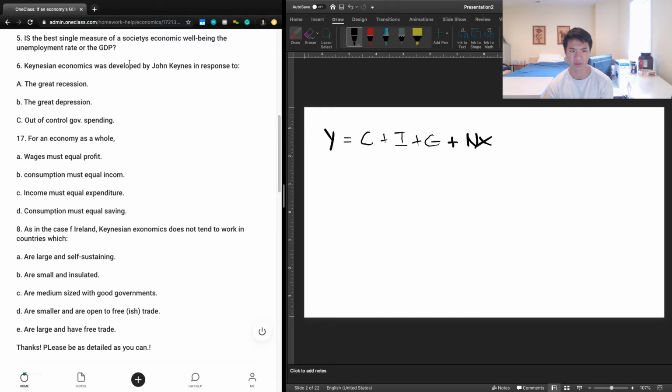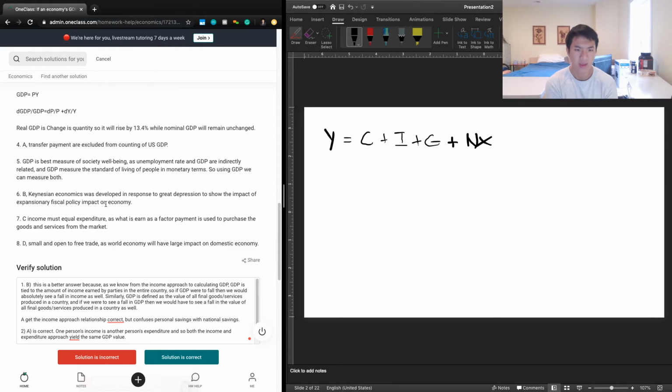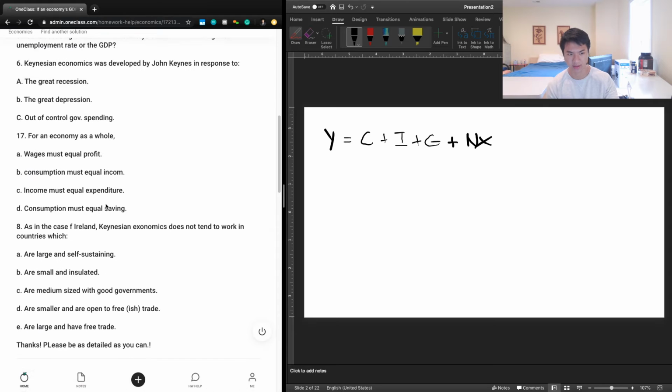Even if we didn't know the background for Keynesian economics, we can know that the Great Depression is probably going to be the right answer rather than the Great Recession, because the Great Recession oftentimes refers to the 2008 financial crisis, and that is way too recent to be the reason that Keynesian economics was developed, because this is a very old and traditional school of economic thought. So the Great Depression is going to be the right answer here. B says, Keynesian economics was developed in response to the Great Depression to show the impact of expansionary fiscal policy on the economy. So yeah, we would pick that as the right answer.